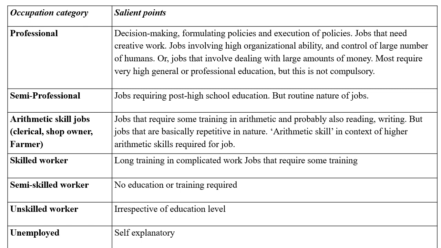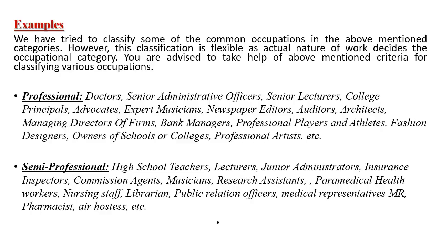Skilled worker, long training in complicated work, jobs that require some training. Semi-skilled worker, so no education or training is required. Unskilled worker, irrespective of educational level, so he is not specialized in any work, like laborers. Then is unemployed, that is self-explanatory, who is not employed, not working in any of the occupations.